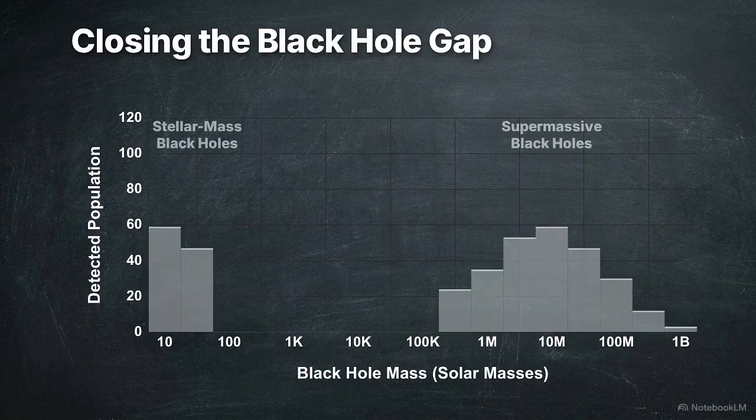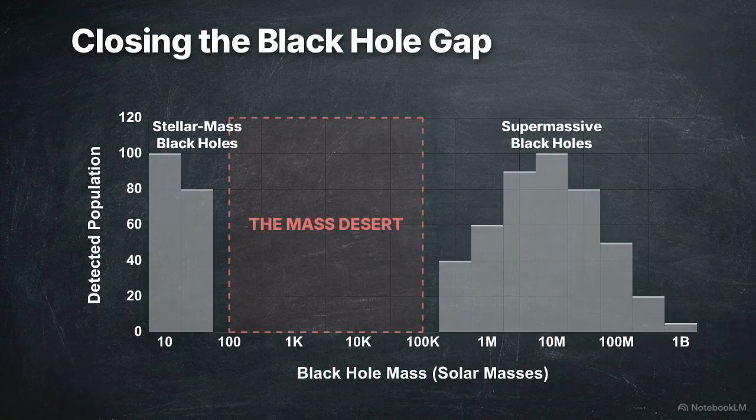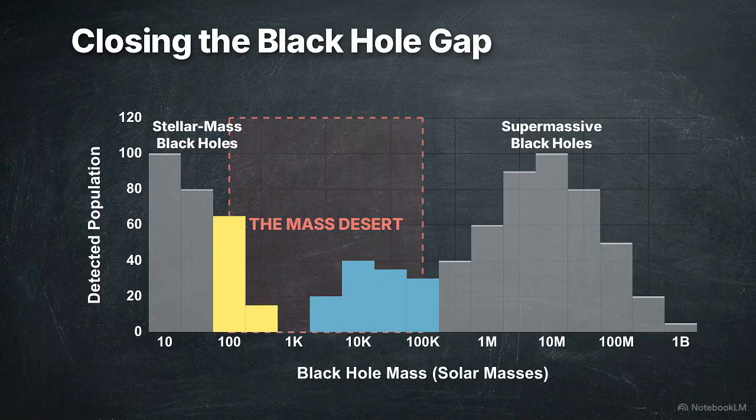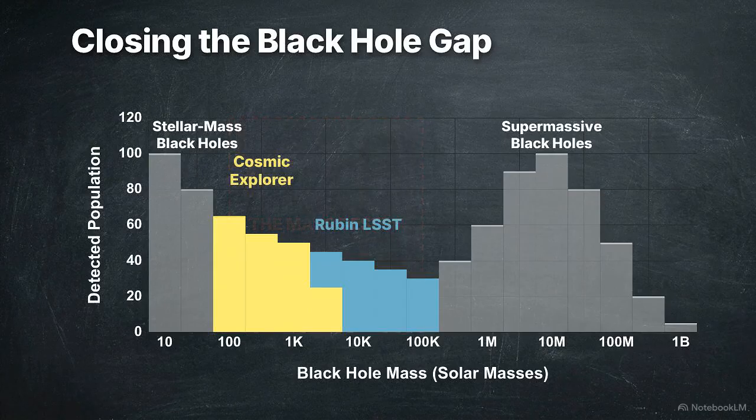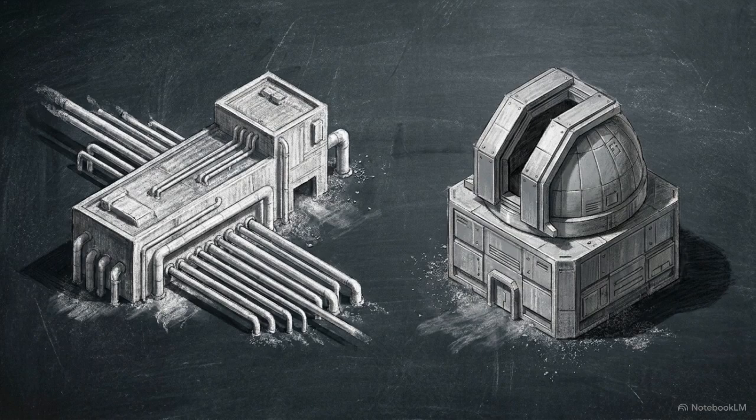This is the demographic gap we started with. In the coming years, data from Rubin LSST will populate the local side of this gap. Simultaneously, Cosmic Explorer will detect early universe mergers, populating the high redshift side until the mass distribution is complete. These two methodologies operate entirely independently, but they will cross-examine and confirm each other's evolutionary models.